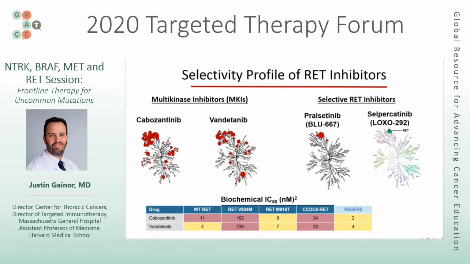You can see these newer RET drugs, pralsetinib and selpercatinib, were specifically designed to block RET. You can see the same tree diagrams, but instead of blocking all these different things, they block very, very few. They really only block RET.